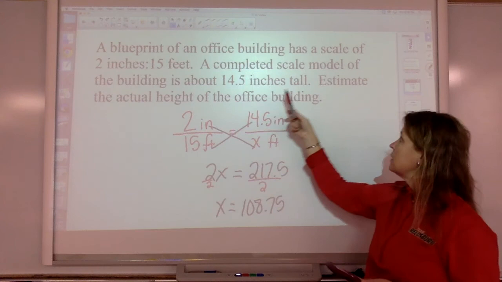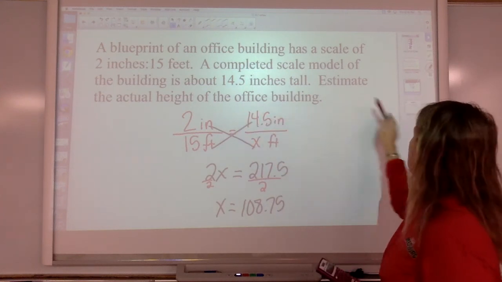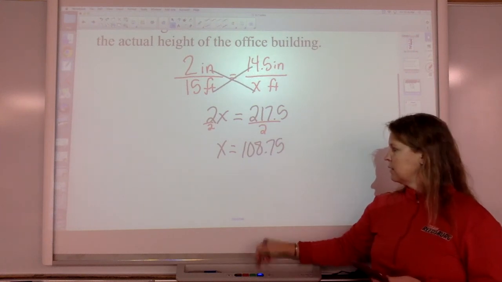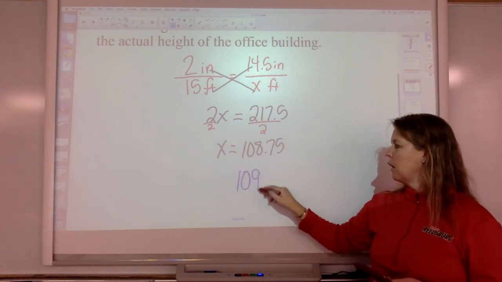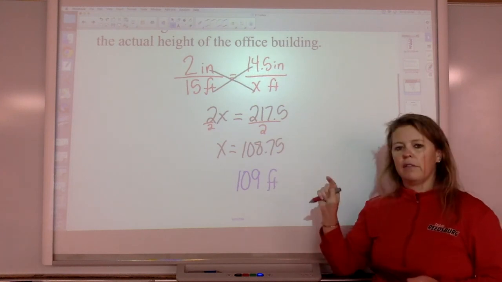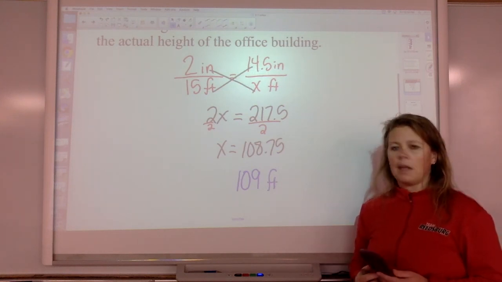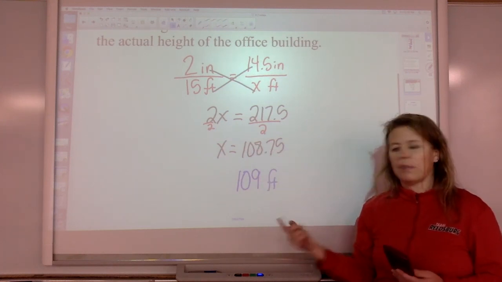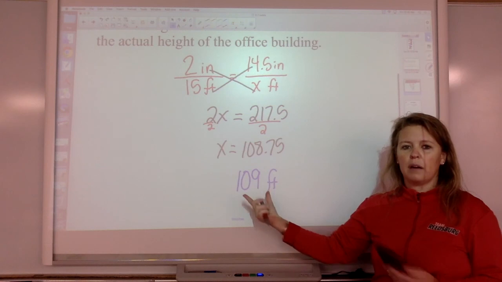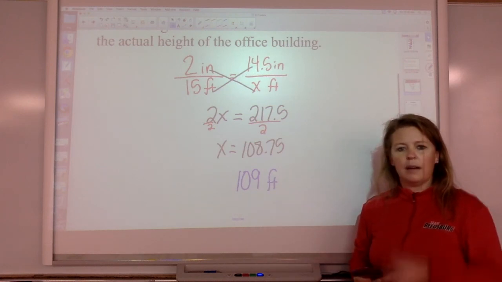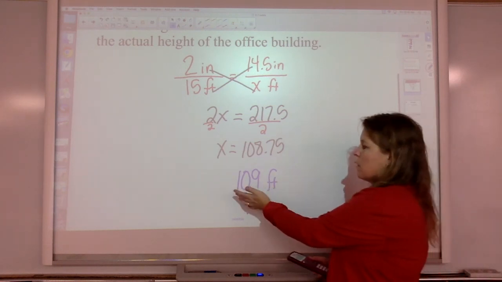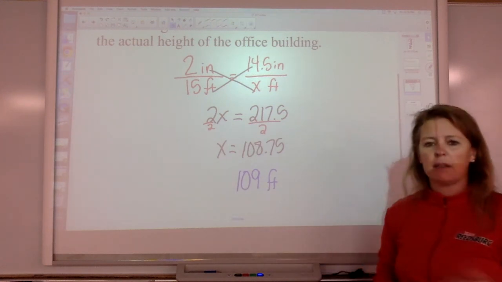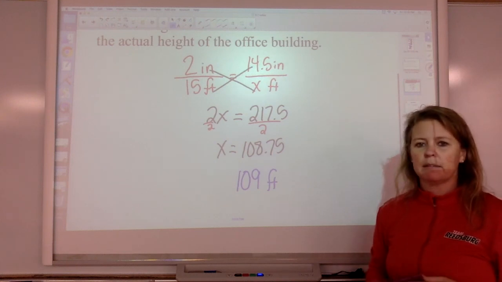The original problem says, estimate the actual height of the office building. If you want to estimate this, you can actually say that the office building is 109 feet. It's very, very close to 109 feet. If you answered it 108.75 feet, I'd be okay with that, but this answers the question better of estimated. It's about 109 feet. And if every story is roughly 10 feet, per story, that's about an 11-story building. That's totally feasible. Makes sense.